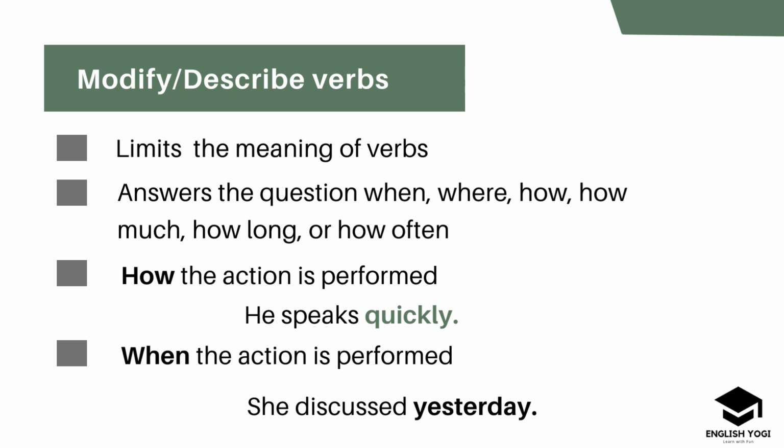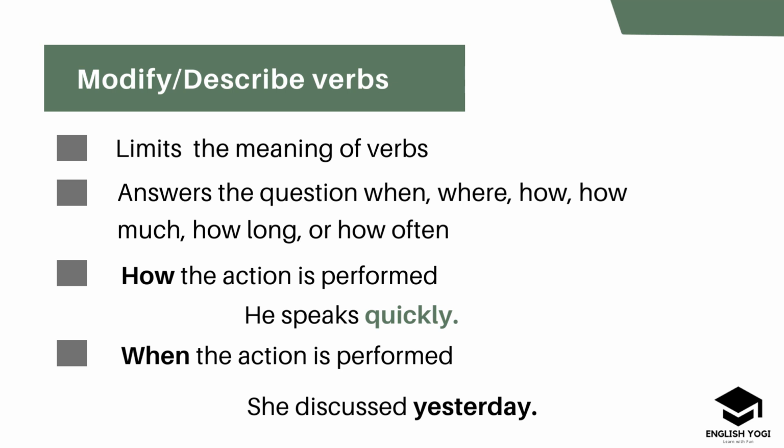For example, we can see the first rule here, that is how the action is performed. If you see, he speaks quickly. So that quickly is the adverb, and it is showing how the action is performed. So in the sentence, quickly is here, we can say, an adverb.